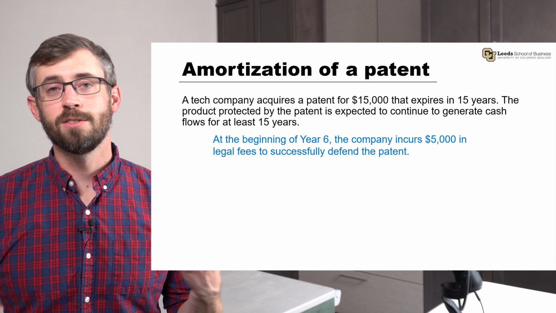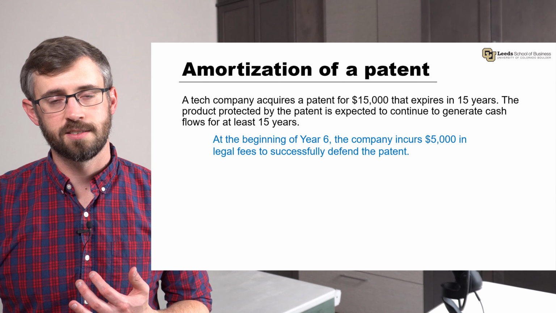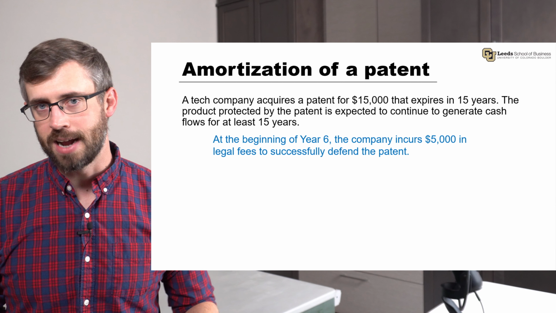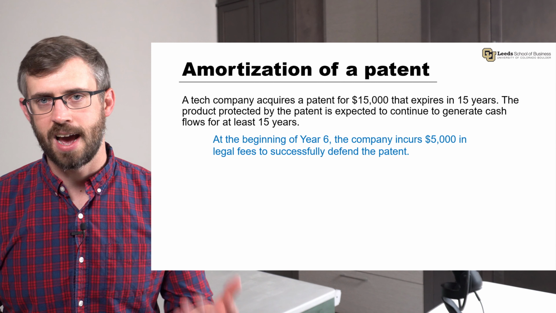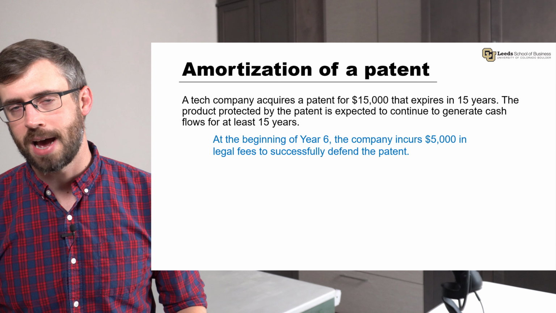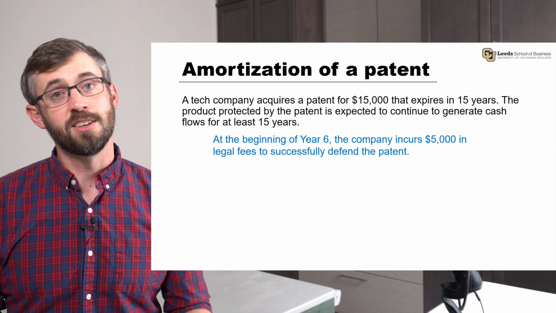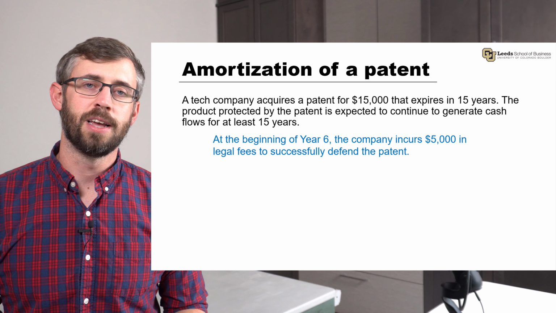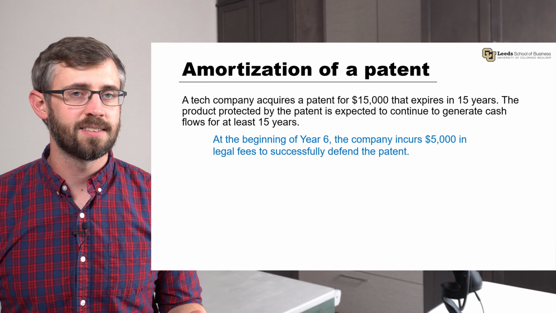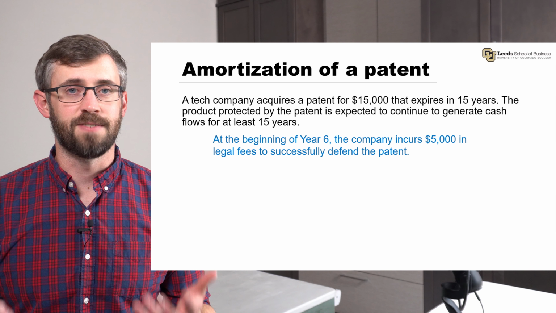Pretty straightforward. Now let's suppose at the beginning of year 6, the company has to defend this patent. So a patent troll comes along and says, hey, I actually own that patent, or I have this preceding patent that makes your patent worthless, and they sue the company. Now the company has to pay their lawyers $6,000 to defend this thing, and let's suppose that this defense is successful.